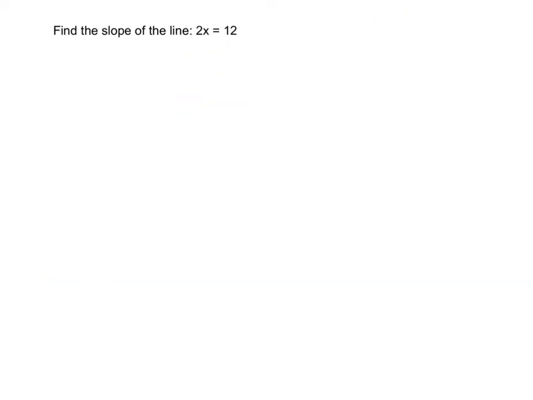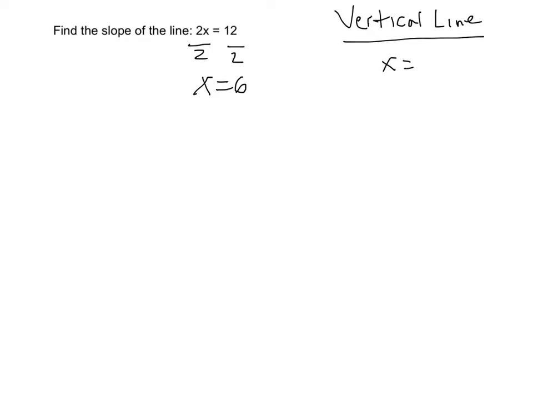So let's quickly look at this example, find the slope of the line 2x is equal to 12. So clearly, this is an example where the y is missing from our equation, and if we divide both sides by 2, our equation looks like x equals 6. So again, it's really the opposite of what we were looking at in the last example. X equals a number is always a vertical line. That's always the equation of a vertical line, and its slope is always undefined. And so that's the answer to this problem.